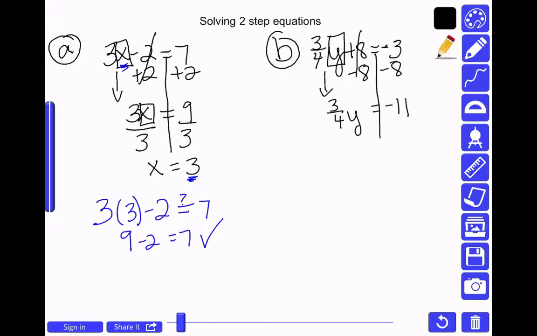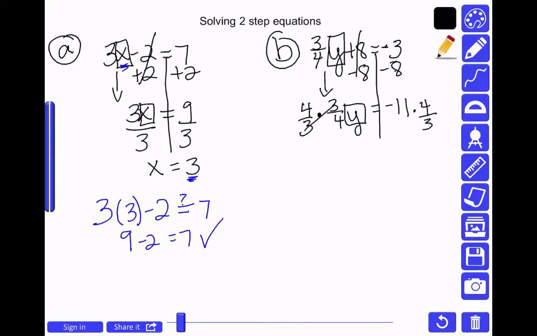This is negative 3 minus 8 is negative 11, or you can think of it as negative 3 plus negative 8. Still, it's negative 11. Now I have 3/4 y equals negative 11. I need to get y by itself, which means I need to divide by 3/4, which means I need to multiply by 4/3. 4 times 3 is 12. 3 times 4 is 12.